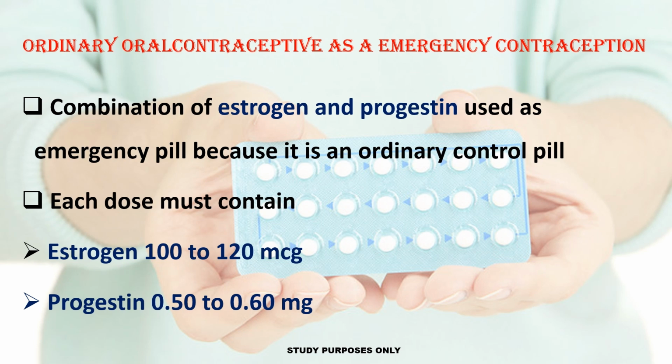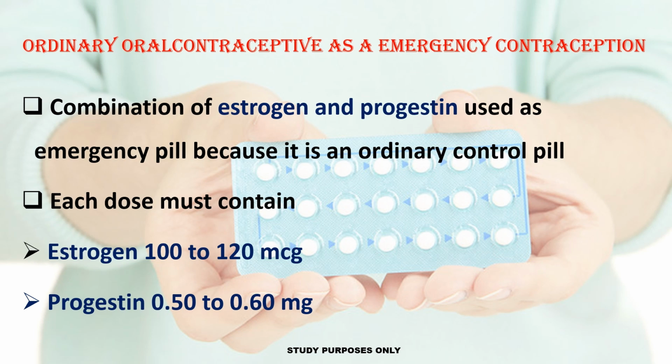Combination of estrogen and progestin work by preventing ovulation, changing the lining of the uterus to prevent pregnancy, and also preventing sperm from entering the cervix by changing the mucus at the cervix.